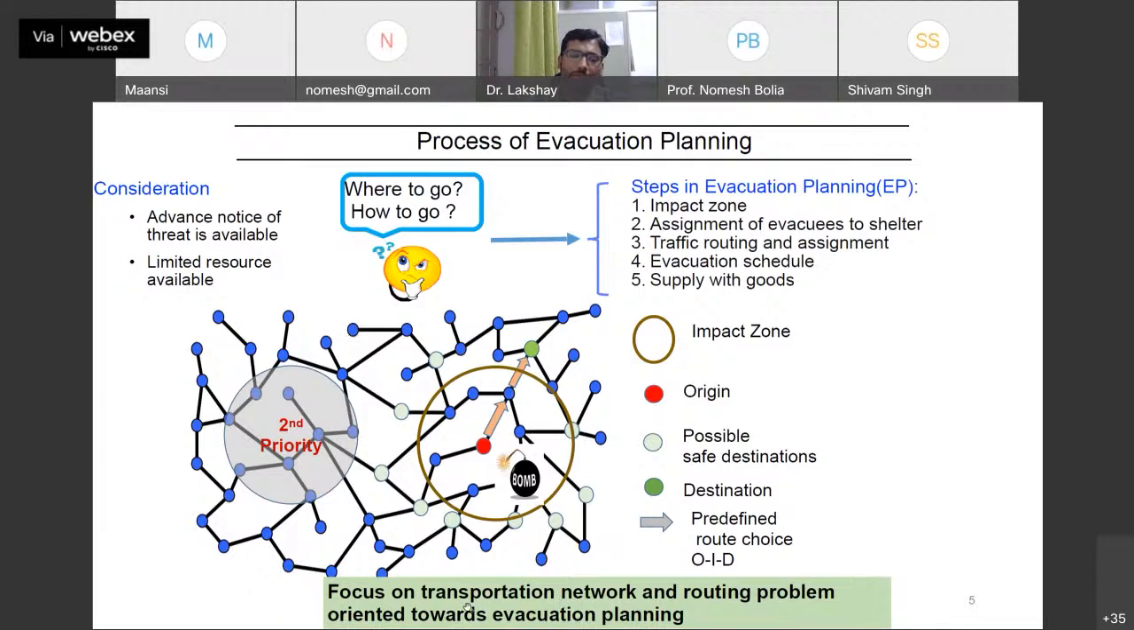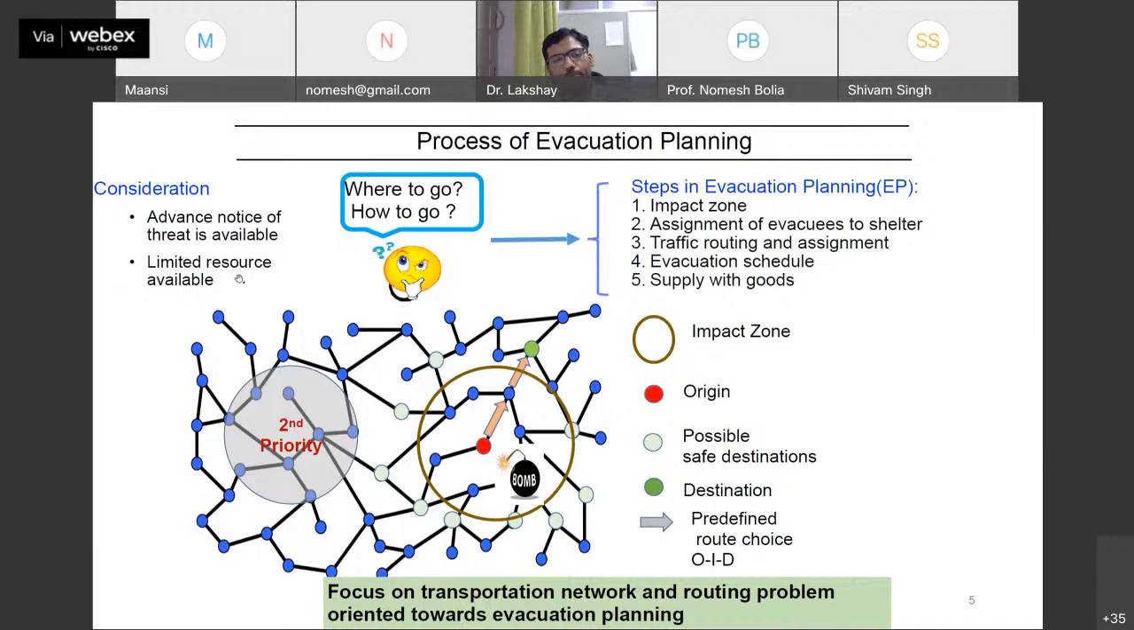And in our work, the main focus is the transportation network and the routing problem. That means we will decide how many resources are required and what the schedule of those resources is. But what we have considered here is that advance notice of the threat is available. As I've already told you, this is something we are doing as a proactive strategy. We already know that there is going to be a disaster.